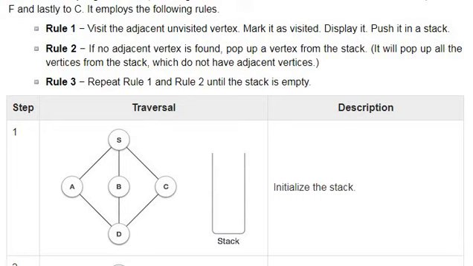So rule 1, visit the adjacent unvisited vertex, mark it as visited, push it in a stack. We use stacks here. Rule 2, if no adjacent vertex is found, pop up a vertex from the stack. Repeat rule 1 and rule 2 until the stack is empty.